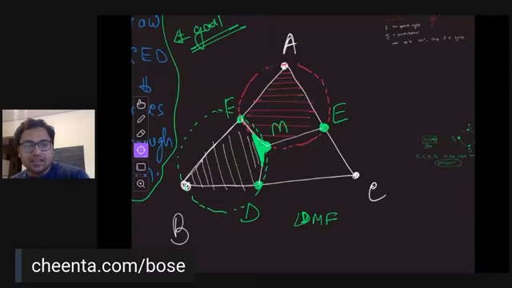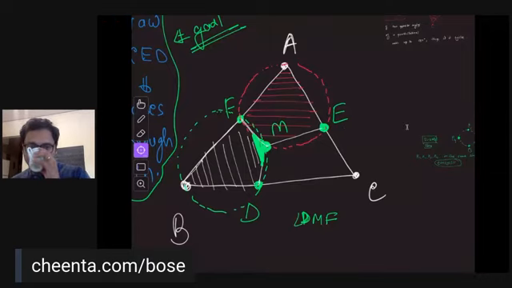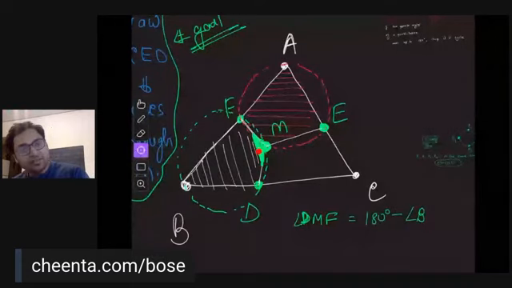Okay, so what is the value of angle DMF? It's not hard. It's not equilateral. Okay, but I see what Shreya is saying inside the class. It's 180 degree minus angle B. Do all of you agree on that? This angle DMF is 180 degree minus angle B. Do you agree on that? Do you see why I'm saying this?